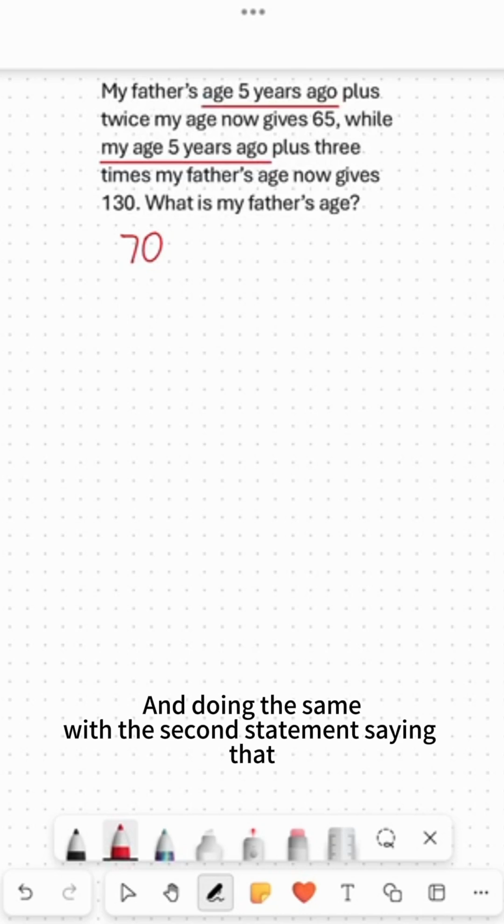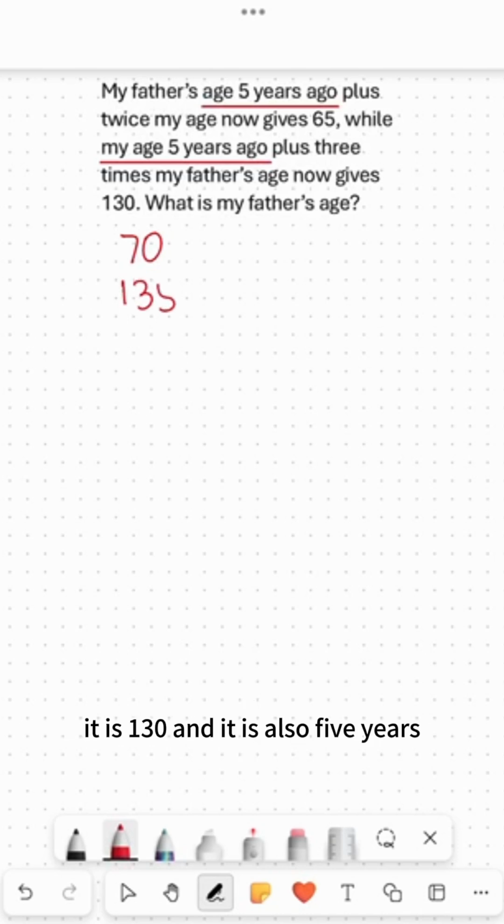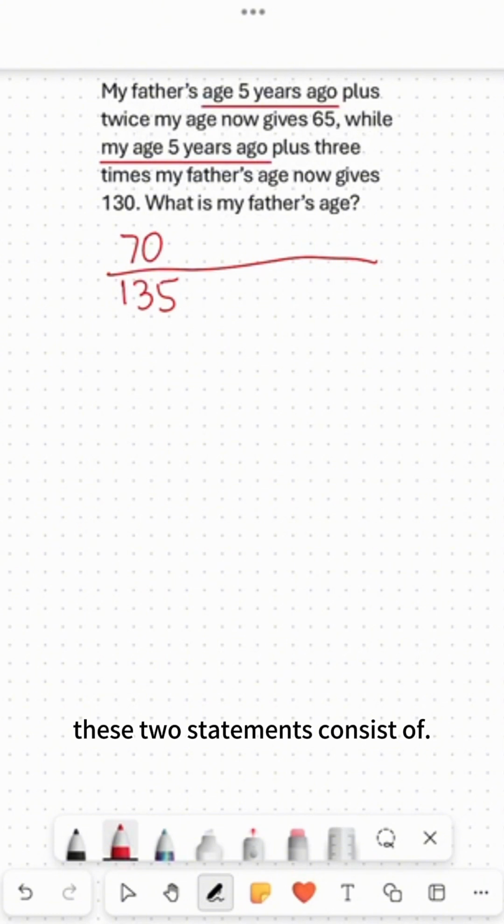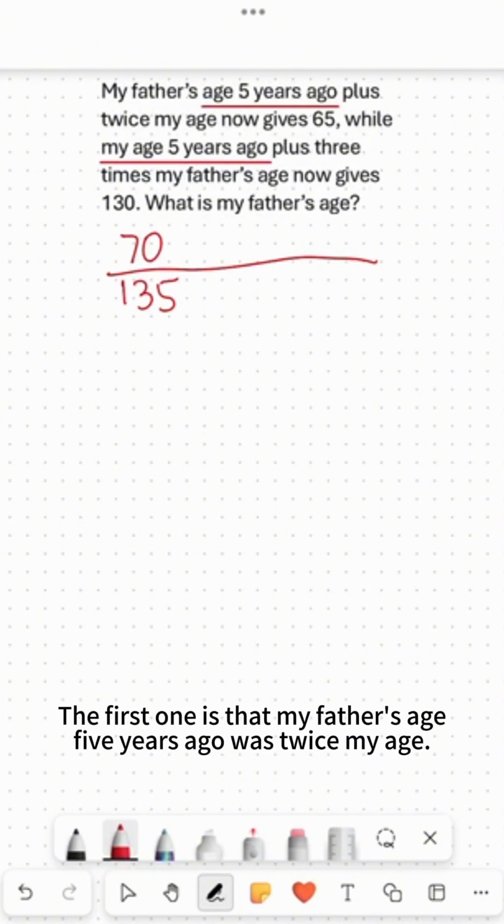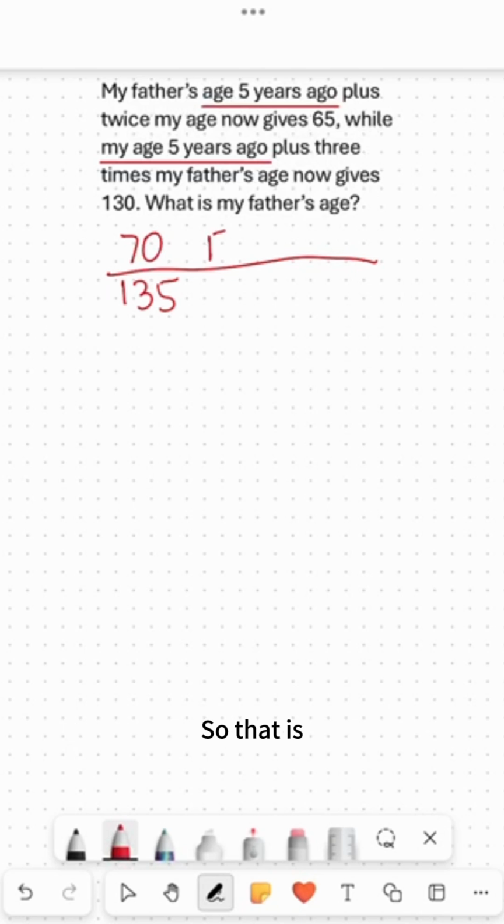Doing the same with the second statement, saying that it is 130 and it is also 5 years ago, so we make it 135. Now let's take a look at what these two statements consist of. The first one is my father's age 5 years ago plus twice my age. So that is a father, I'll just write F for that, and 2 M's, which is me.